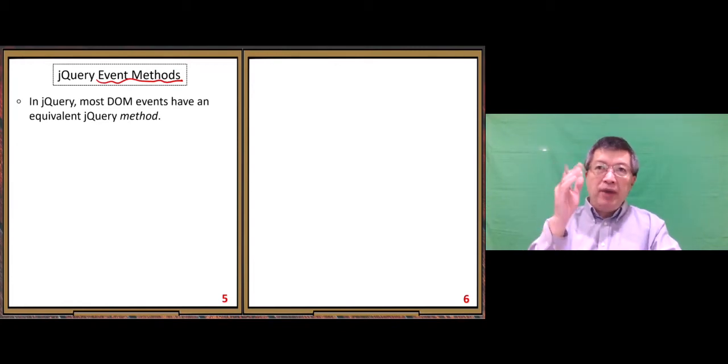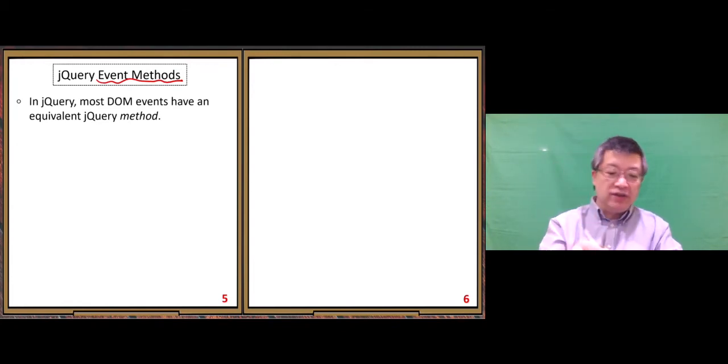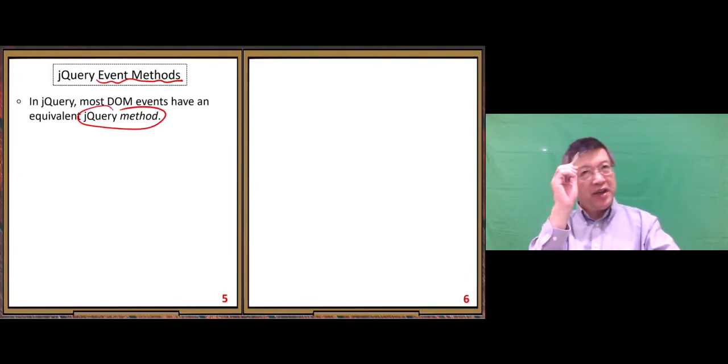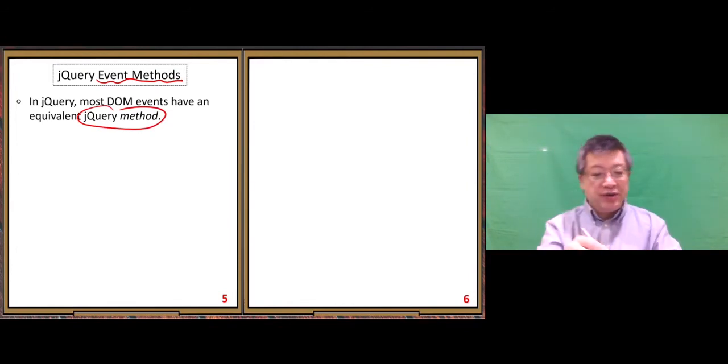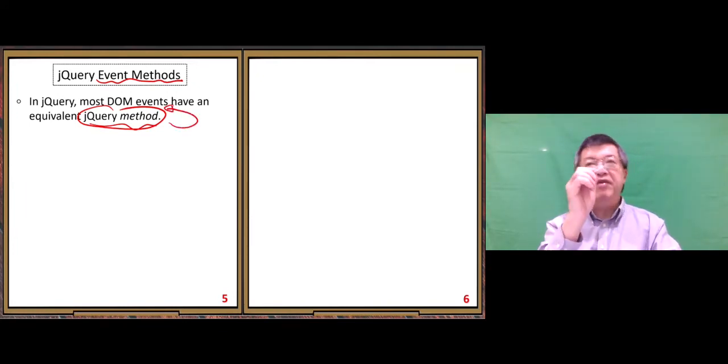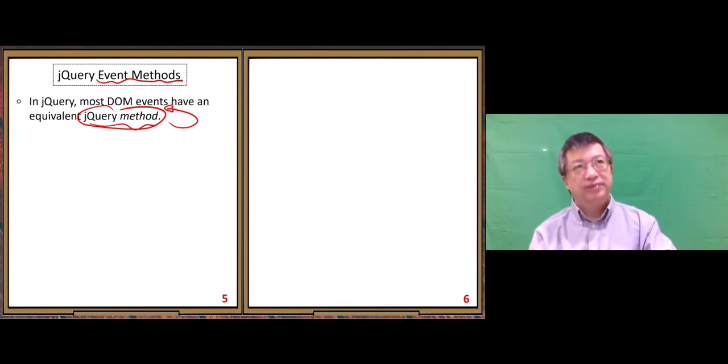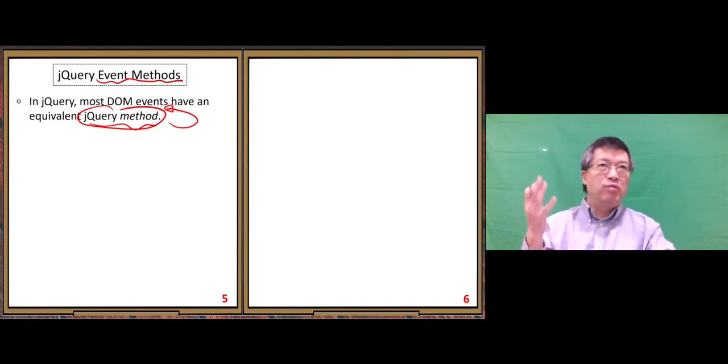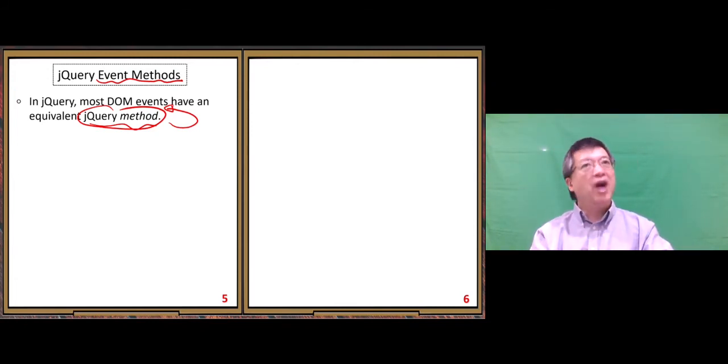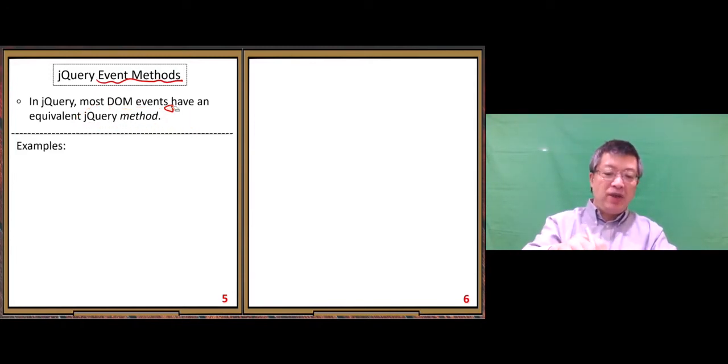Most DOM events have an equivalent jQuery method. So here you can see jQuery using the method way to handle DOM events. The result, pretty simple, also quite natural. Let's look at some examples.